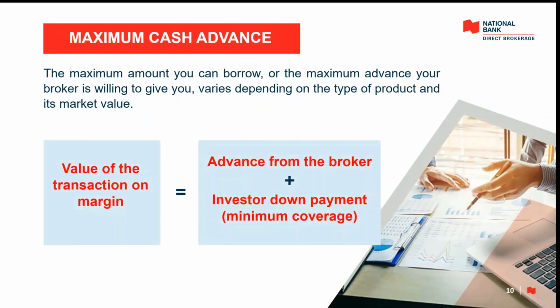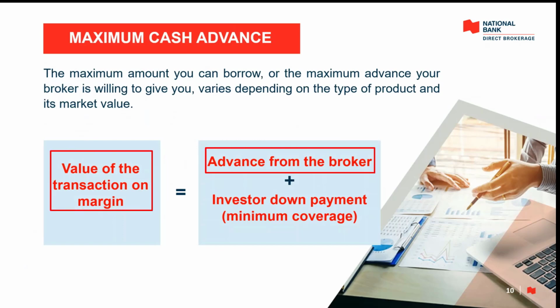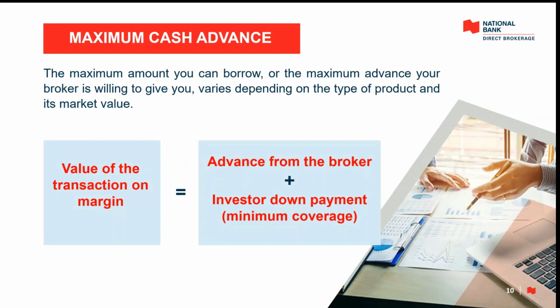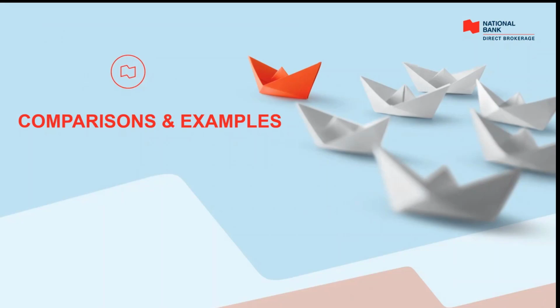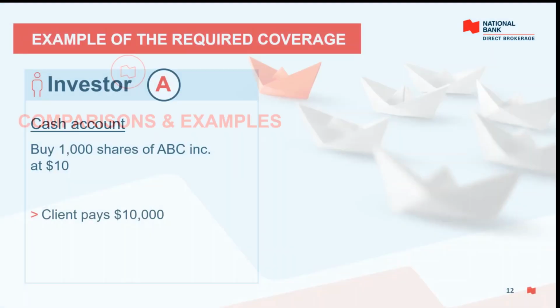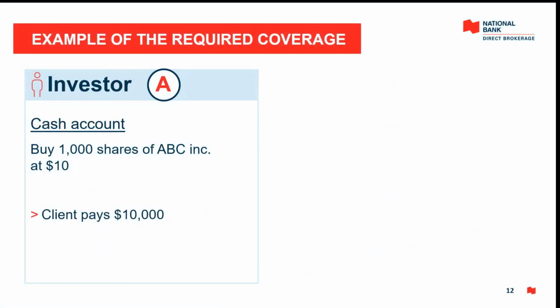Concerning the maximum loan amount, or the maximum cash advance, this maximum amount that you can borrow, or otherwise the maximum advance your broker is willing to give you, varies depending on the type of product and its market value. The value of the transaction on margin is equal to the broker's advance plus the investor's down payment according to the minimum coverage. Let's go ahead with some comparisons and examples in order to illustrate the point. Here we have investor A, who pays his transaction in cash.